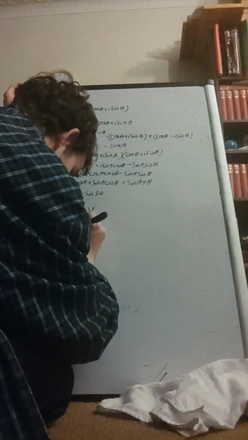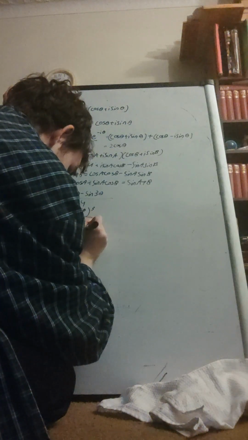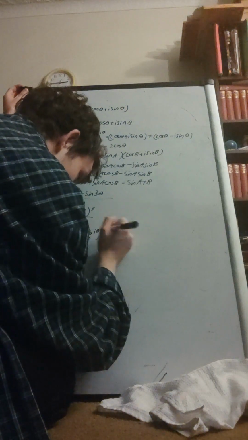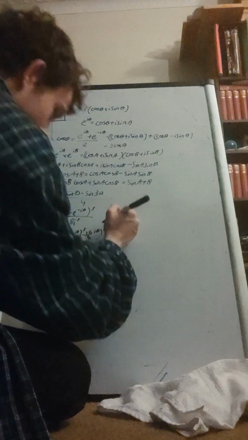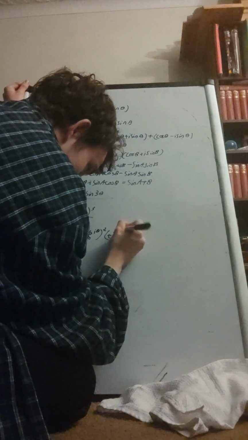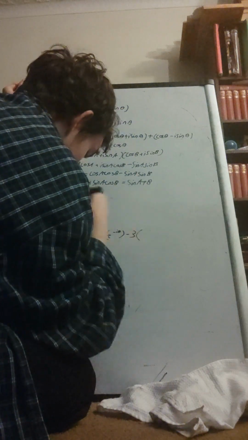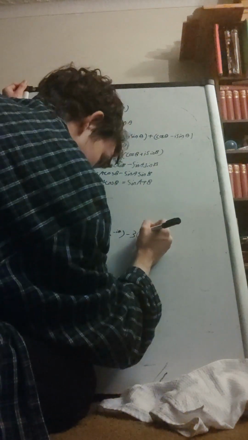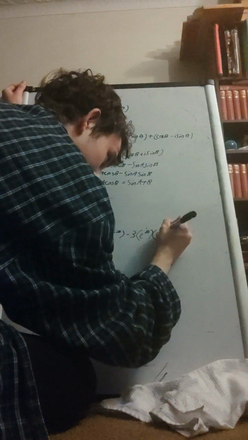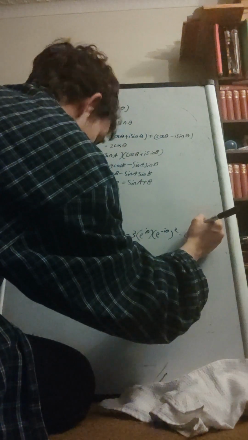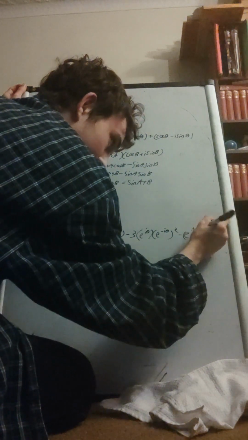Using binomial expansion, you can do e to the i theta cubed minus 3 e to the i theta squared e to the minus i theta, minus 3 e to the i theta e to the minus i theta squared, and then minus e to the minus i theta cubed, and then expanding all that out and putting it into the form of this before, we get it.